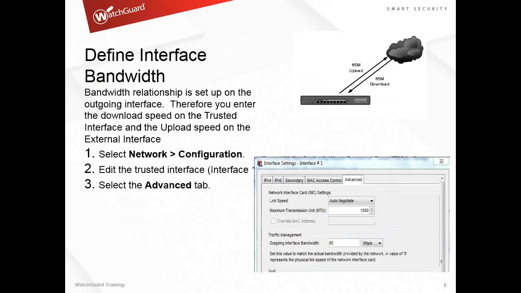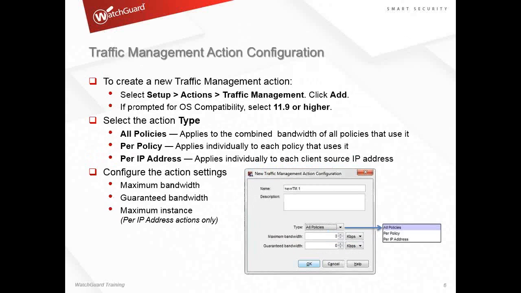Then after that is done, we create a traffic management action. This is how it's going to handle the traffic, and we're going to take these actions and apply them to a policy. To create a new traffic management action, we go to Setup, Actions, Traffic Management, and then if prompted, if you didn't do so before, you select 11.9 or higher. Then you click the select action type.